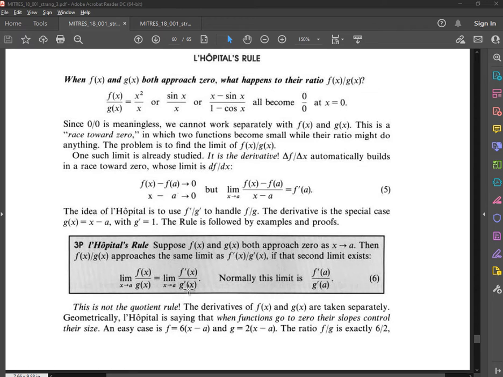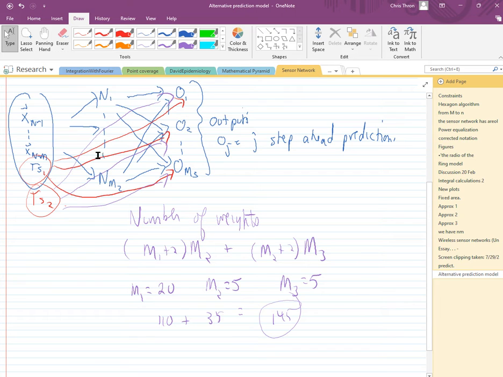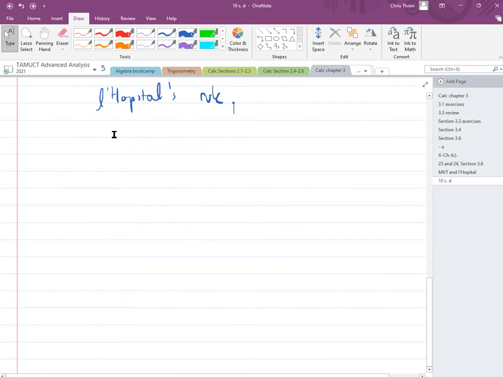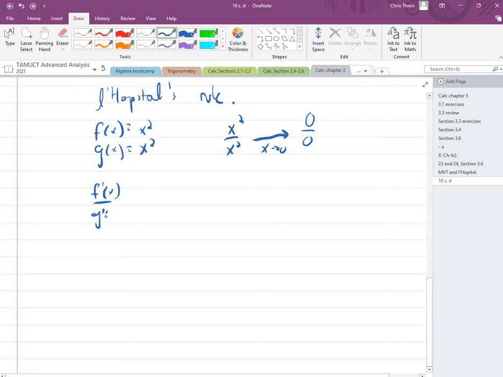A simple example of that would be x squared over x squared. Of course that's just 1, but let's leave that aside for a moment. If I take x squared over x squared, I would get f of x equals x squared, g of x equals x squared, right? And then of course x squared over x squared, as x goes to 0, that's a 0 over 0 limit. But if I take f prime of x over g prime of x, well, that's 2x over 2x. It's still 0 over 0.